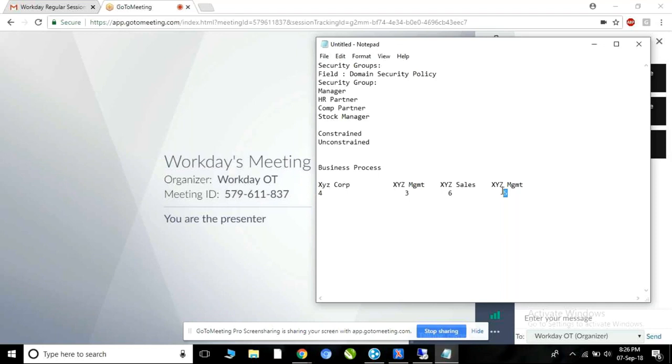But if it is of type unconstrained, then what happens is, for XYZ Corp, the HR partner can be any of these 18 employees. That will not restrict who can take up that role, either from a particular organization or from anywhere else in other organizations as well.